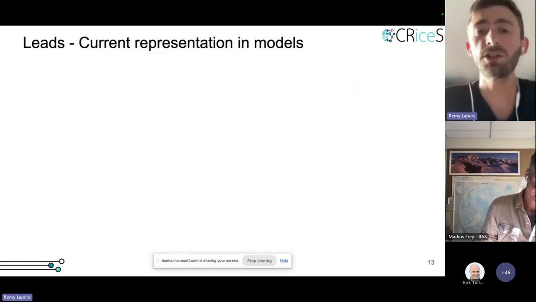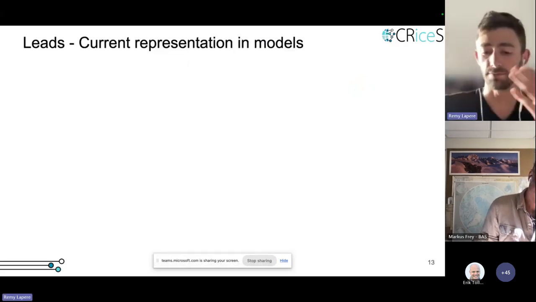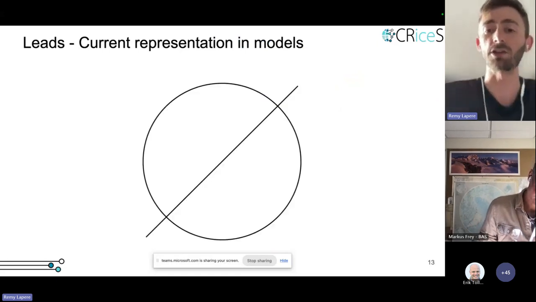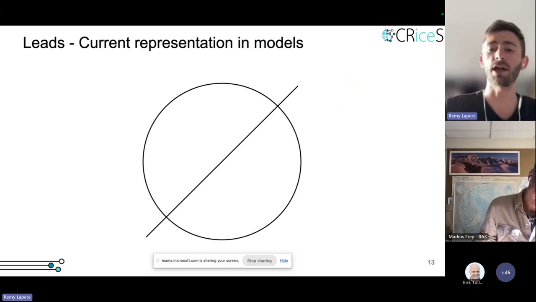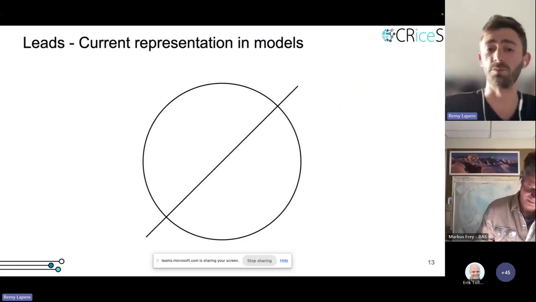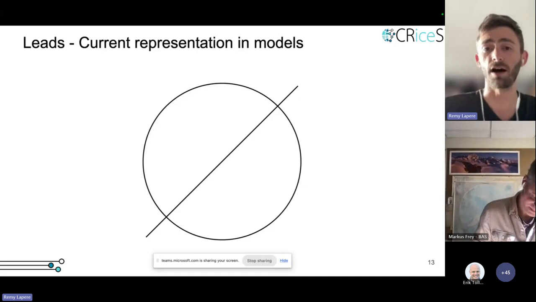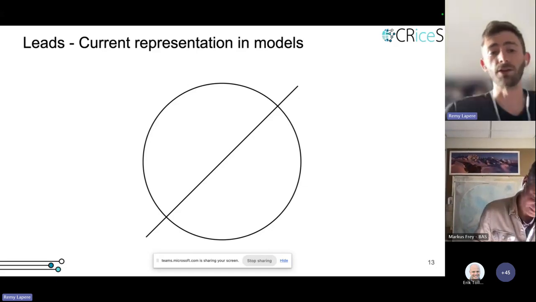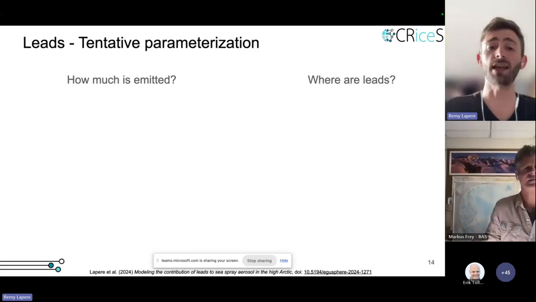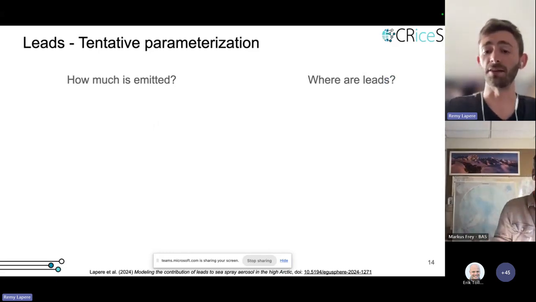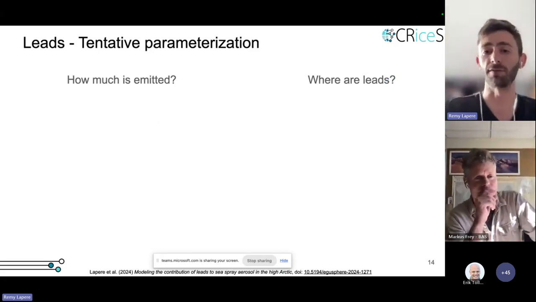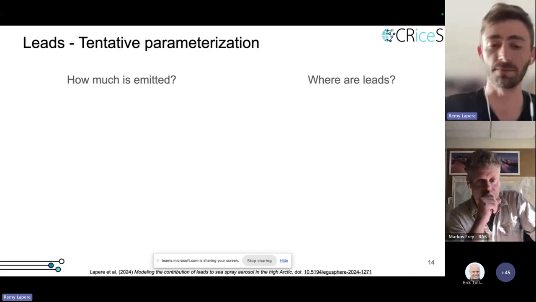Right. And at the moment, this is how leads are represented in models. They're not. There's no such thing as sea spray emissions from leads in models that I know of. So we went ahead and tried to build a parameterization ourselves to get an idea of how much could be emitted from leads. To build the parameterization, there are essentially two questions we need to answer. The first one is how much is emitted by a lead? And the second one, where are those leads? If we can answer these two questions, then we have a parameterization of emissions from leads.